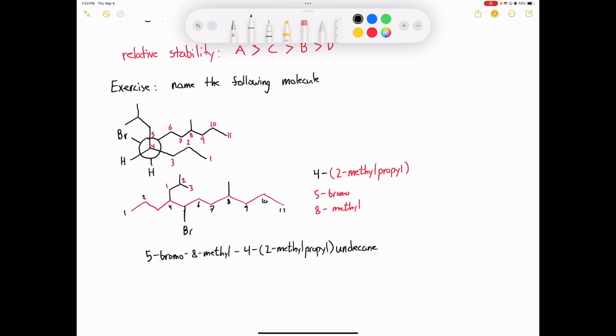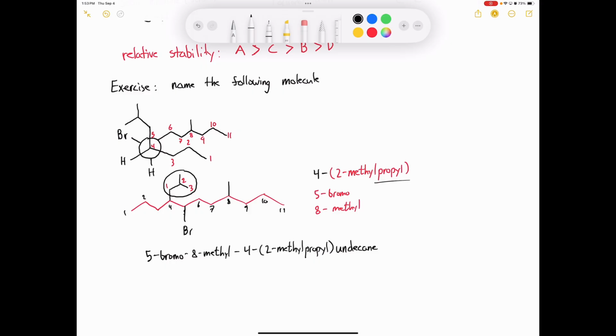Yes, Mariana. Where did the propyl come from? Oh, this one right here? If we look at this group right here, the longest chain is how many carbons? This branch here, how many carbons long is it? 3, and that's why we call it propyl. We can't just say 4 methyl propyl, and we can't just say 4-2 methyl propyl. That wouldn't make sense. That's why we put in parentheses and do it that way. I think we just need a little more practice with this, and that's what today in lab is for.